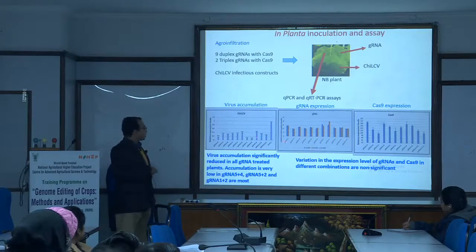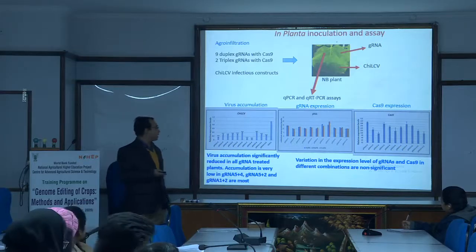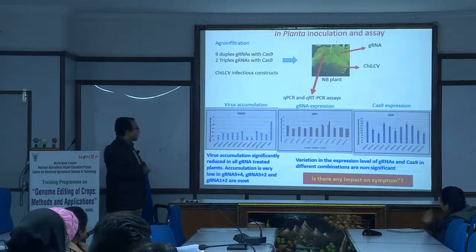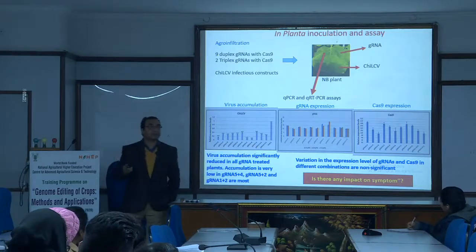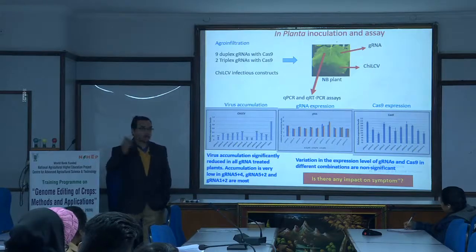So, whatever cutting is taking place is due to their ability to cut inside the plant. Now, the question is, if there is so much reduction of the viral load in the plant, whether there is any impact on the symptom. We do not expect it, because we are only doing a transient expression, only in one leaf we are inoculating, it is not throughout the plant.